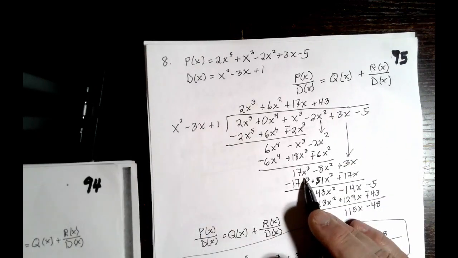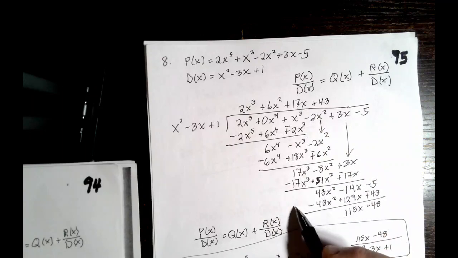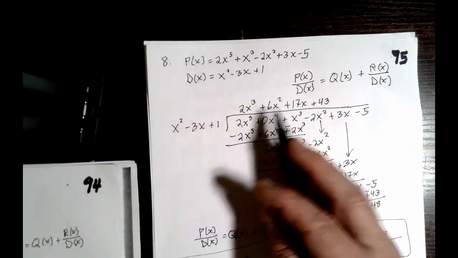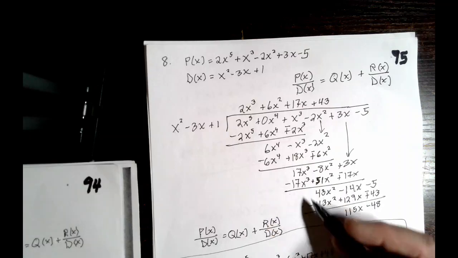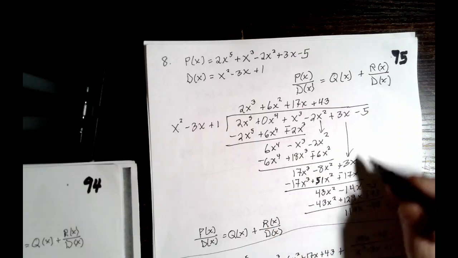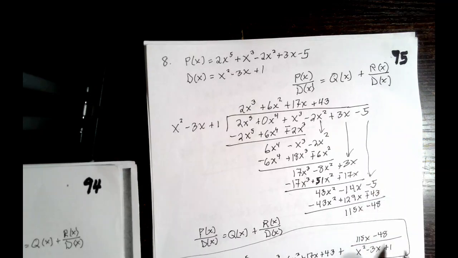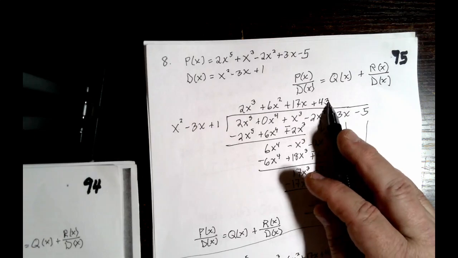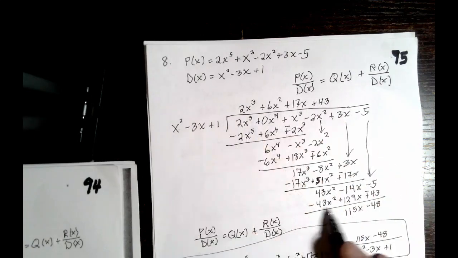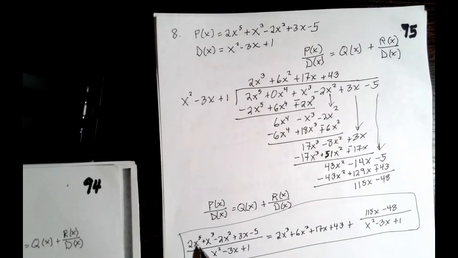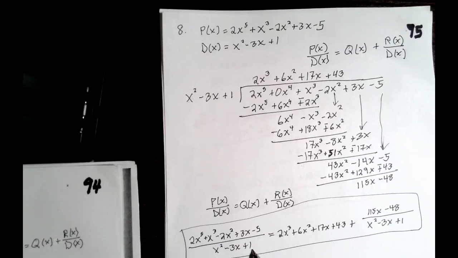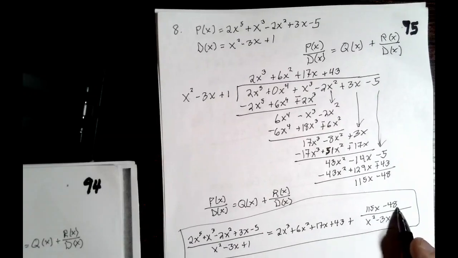X squared into 17x cubed is 17x. Okay, so you multiply 17x times each one, gives you this row. Change your signs, and when you add, you get this guy, bringing down the minus 5. Now x squared into 43x squared is 43. So 43 times each one of these gives you this guy. And when you change your signs and add, you get this. Okay, so there's your dividend, divisor, quotient, remainder over divisor.